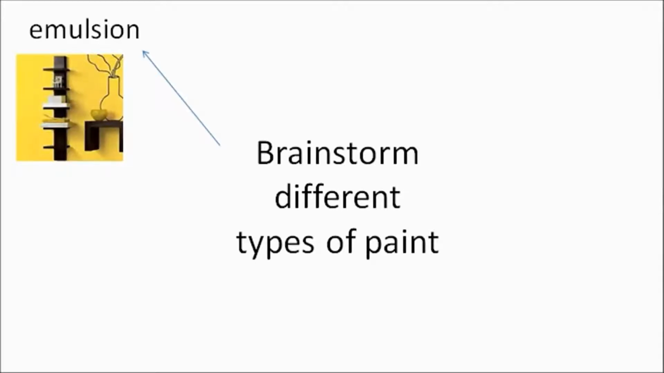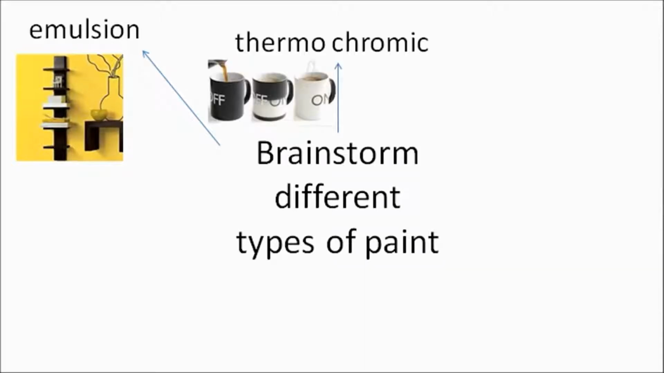Emulsion paints. Emulsion is a water-based paint. You'd use it to paint the walls of your house. It's not toxic, it's not particularly volatile, so it doesn't evaporate easily, so it doesn't smell, and it washes off really easily. We've got thermochromic paints. Now, these contain liquid crystals, and they change colour when there's a temperature change.